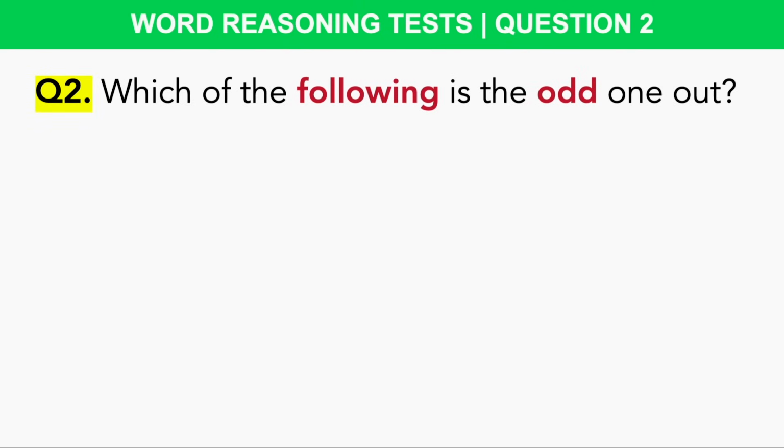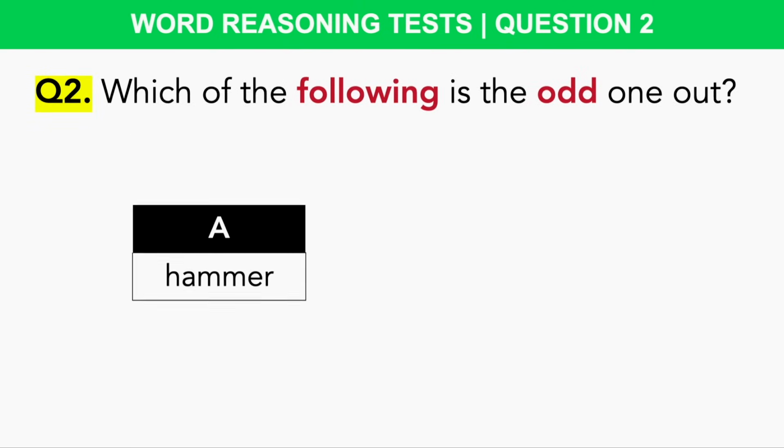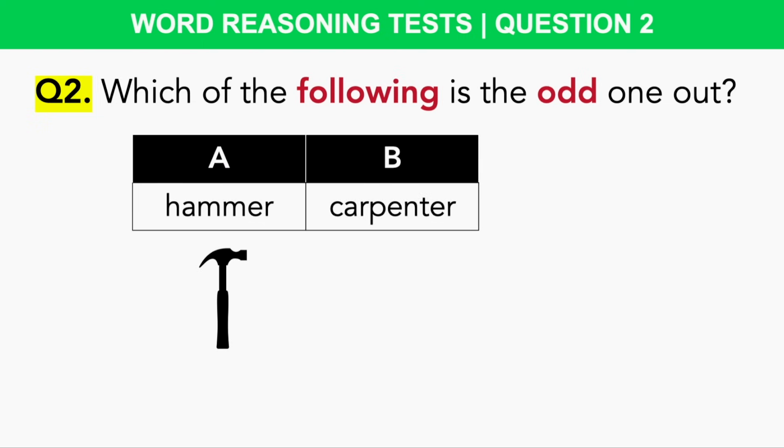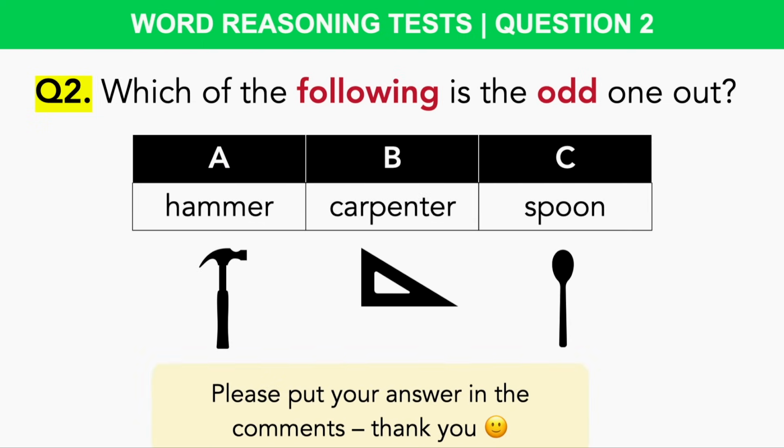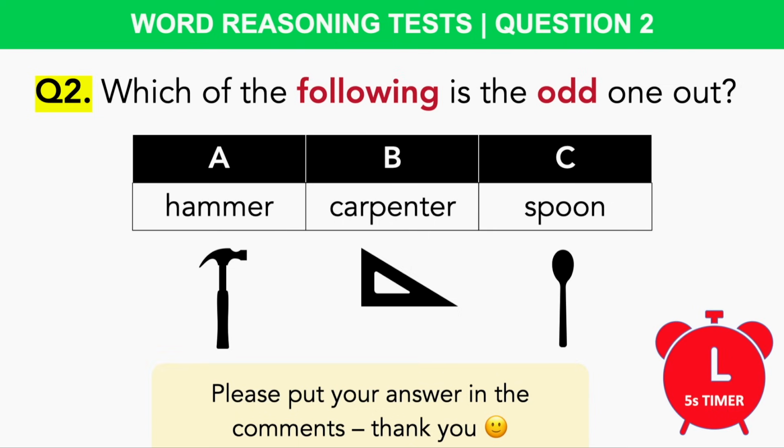Well, let's take a look at another question for you to give a go yourself. Which of the following is the odd one out? Is it A, hammer, B, carpenter, or C, spoon? Now please put your answer in the comment section below where I'll mark it for you, and if you need further explanation, just let me know and I'll be happy to provide it. Your 5 seconds on the timer starts now.